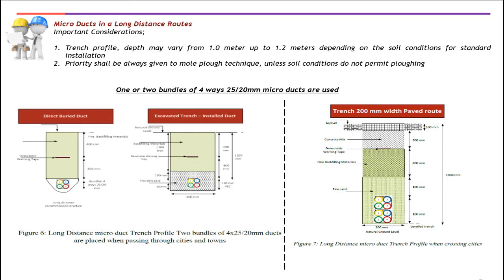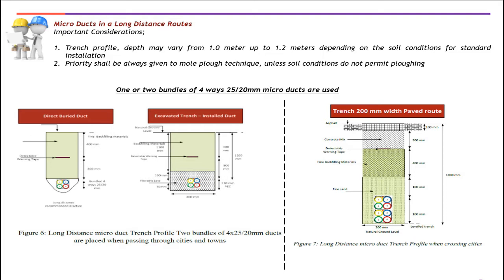All right. So for excavated trench, 1.0 meter cover also needs to be observed from the trench bed. Okay. So 150 mm of fine jensen is required for the first backfilling. Then another 800 mm with warning tape. And finally, 400 mm again of backfilling materials up to the ground level.